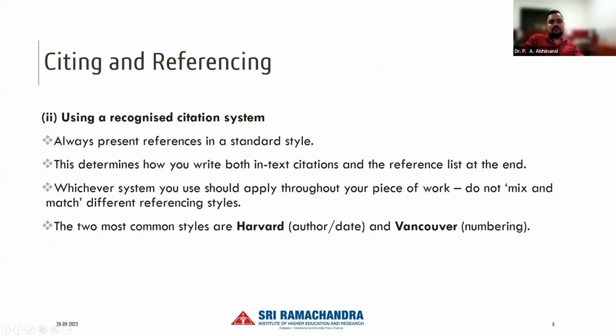So today we have more than 2000 different types of citation systems or referencing styles. Both mean the same.